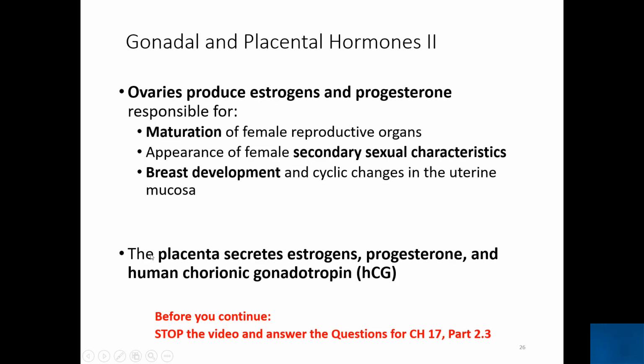During pregnancy, placenta secretes estrogens, progesterone, and a special pregnancy hormone, human chorionic gonadotropin. In detail, all those gonadal and placental hormones will be discussed when we are doing the reproductive system chapters. Before you continue, please remember to answer the questions for part 2.3.